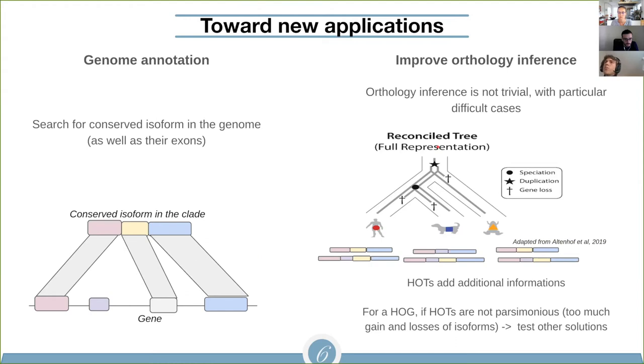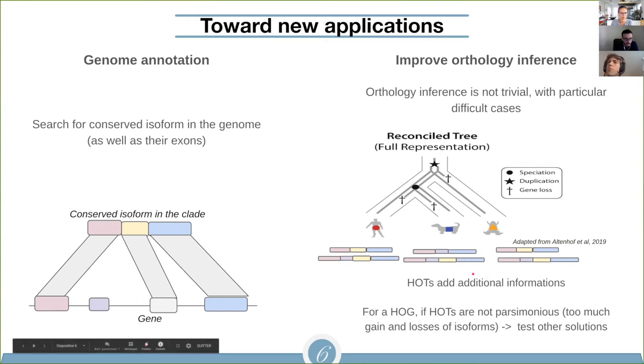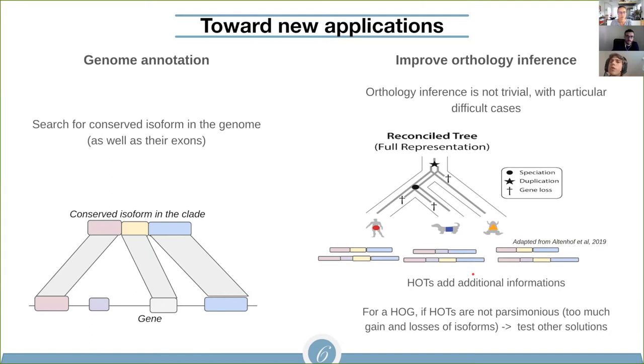You could also improve orthology inference, because this is not a trivial problem, with particularly difficult cases in the case of duplication and differential loss. If an orthology inference is not parsimonious, so there are a lot of gains and losses of isoforms, it could be a warning that we need to test other solutions and find ones that could be more parsimonious. So those are some applications, and there are a lot of others you can imagine.